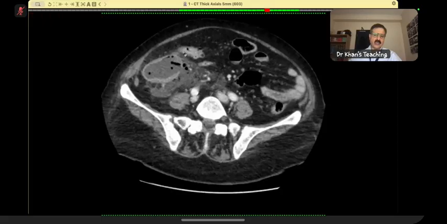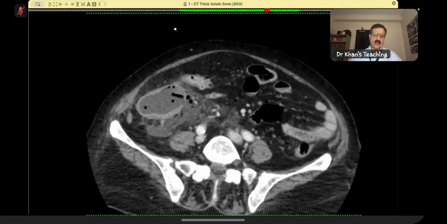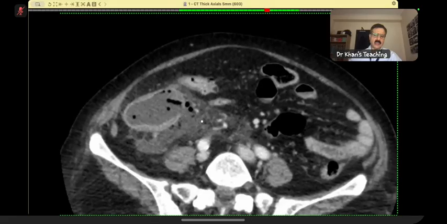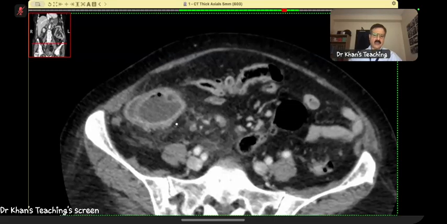Now, actually, you can see a defect here. There is a defect here, and this is the ascending colon. There is a defect here. You can see this deficient wall here. Now, what has happened?